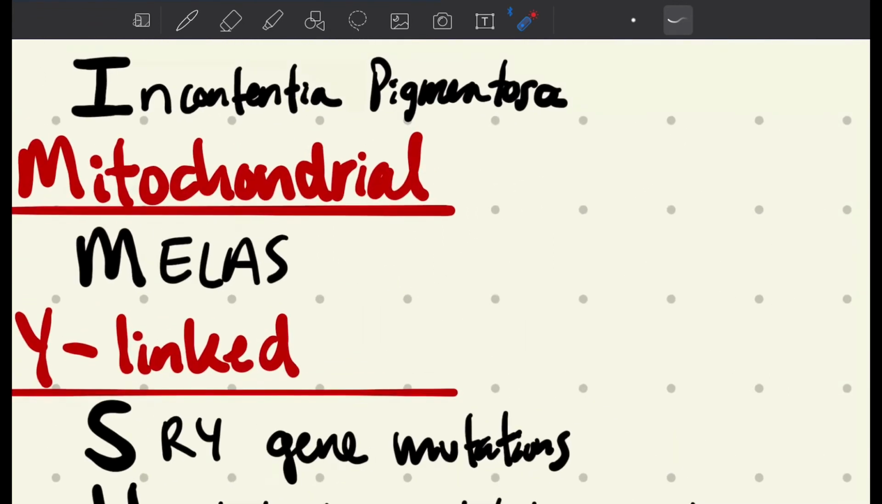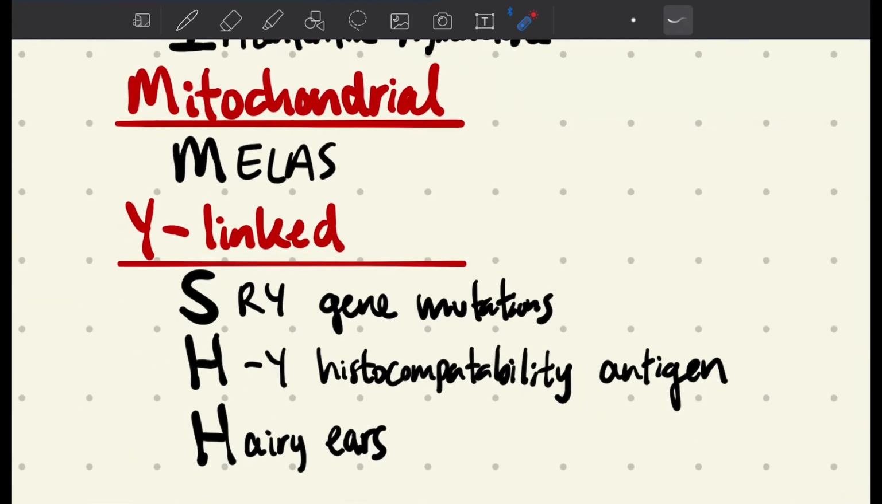And then for mitochondria, you only need to know one. It's called MELAS. Basically, it's going to be a defect in your mitochondria, and it's not going to work as well. And then for your Y-linked, there's not that many either, because the Y chromosome is very small in comparison to literally every other chromosome in the body. But there are 3 major ones.